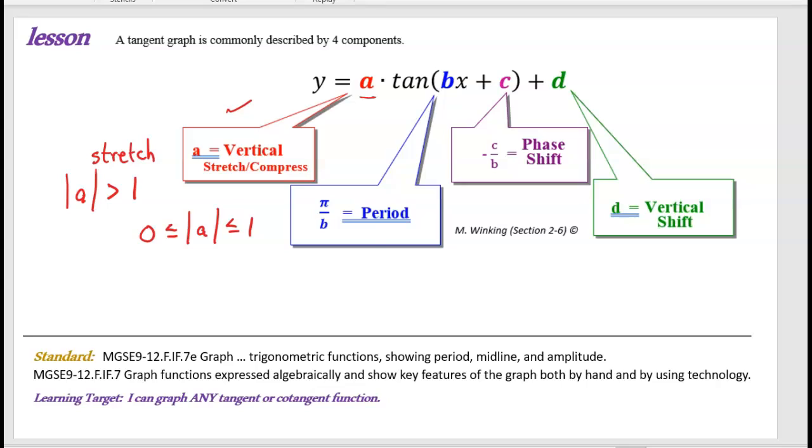B is going to affect the period. We already know that. So pi over b, really this should be the absolute value of b.